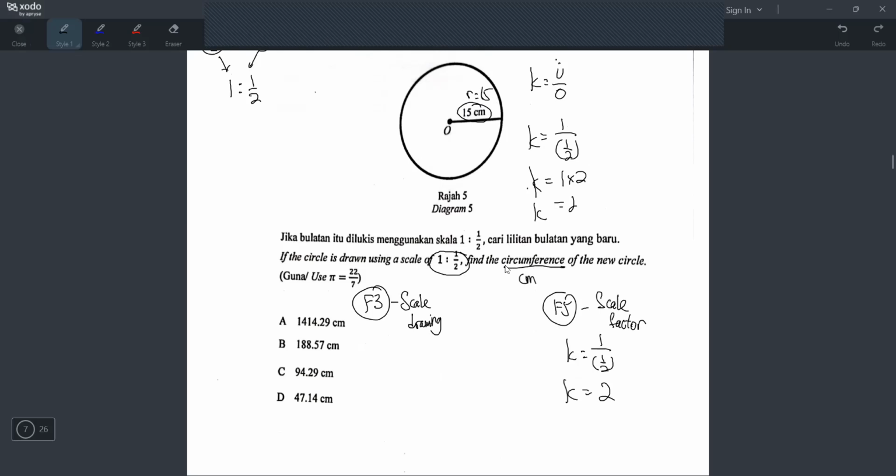Because I remember in other trial papers they ask for area. If they ask for area, you cannot take image divide object. That one is different. That one you have to square root. After you take image divide object, you have to square root. Okay, but it's okay. Let's come back here. The scale factor is 2, right?